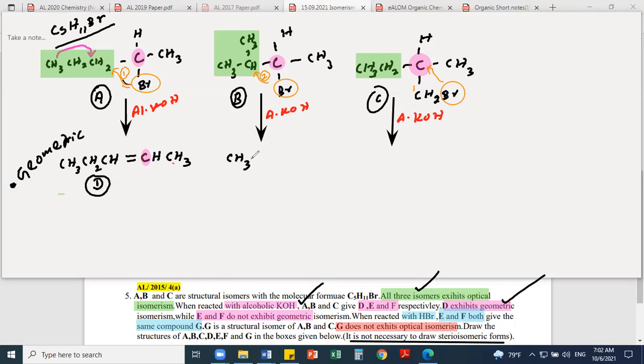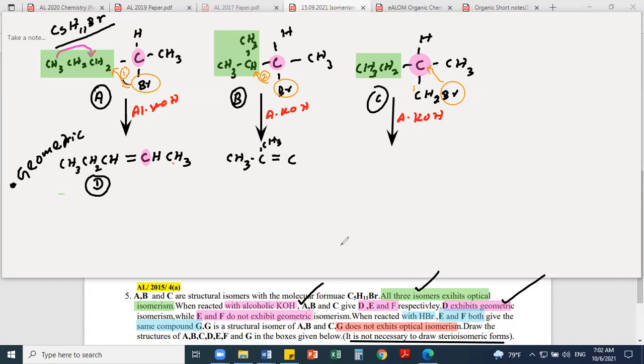CH3, C. Then I can write hydrogen, then I have put the double bond. This side you have the CH3, no change. Then you get CH3 double bond. Will this show trans? No. Why? This one shows no trans.